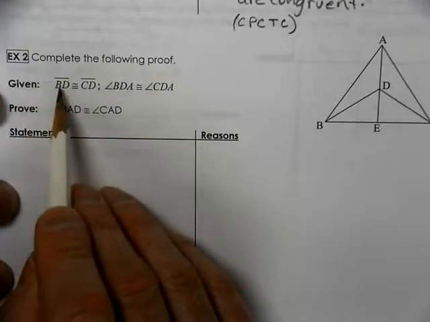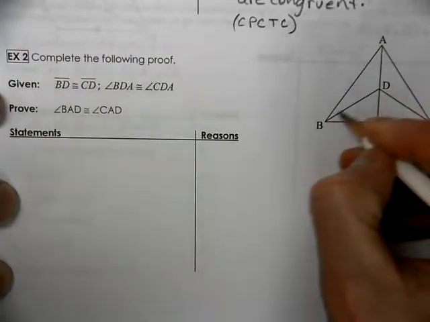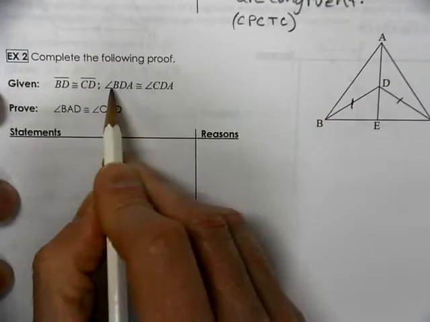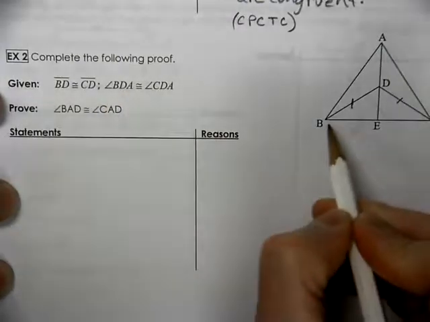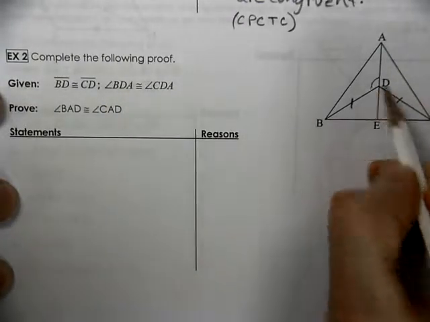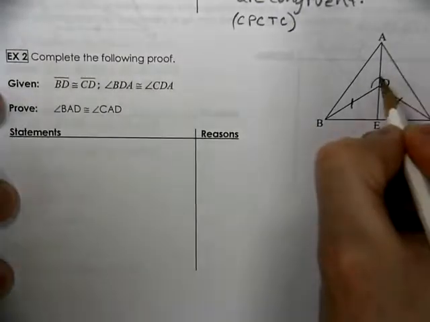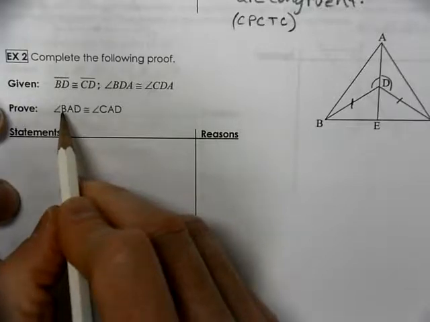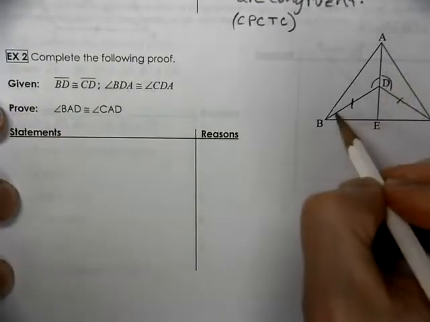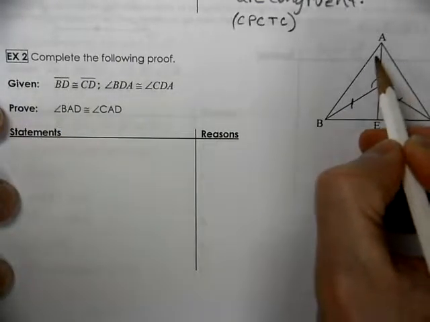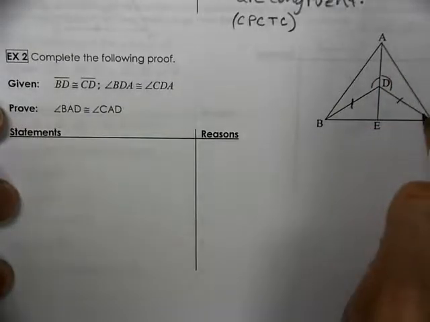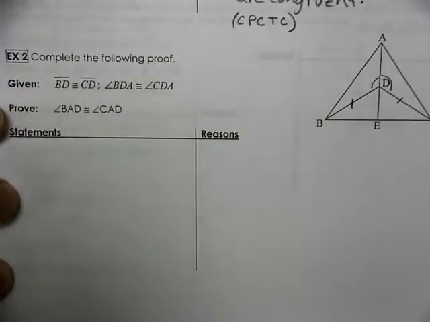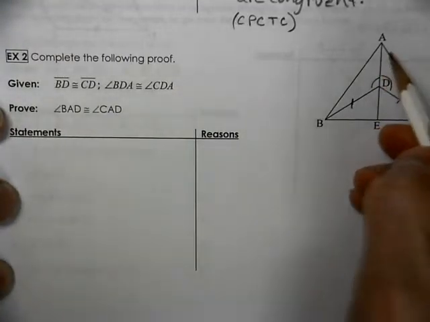So here we have BD congruent to CD. We have angle BDA congruent to angle CDA. And we're supposed to talk about how angle BAD, this one up here, is going to be congruent to angle CAD, that angle. I don't want to mark it now because that's not what I know. But that's what we're trying to do.